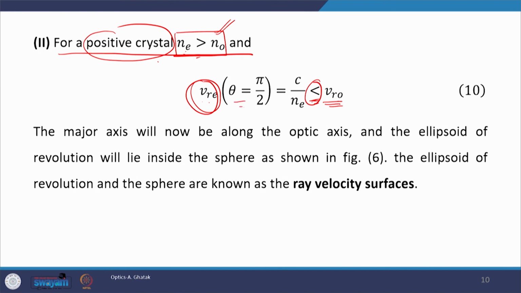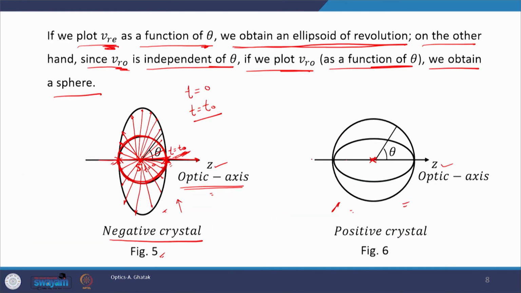And since in this case the extraordinary ray is travelling slower, the ellipsoid of revolution made by the extraordinary ray would be smaller than the sphere made by the ordinary ray. Therefore, the major axis will now be along the optic axis. Why? Which is clear: along the optic axis, the two velocities must be the same. In other directions, since the velocities are theta dependent, in particular at 90 degrees, the velocity of the O ray is larger as compared to the E ray. Therefore, the sphere would now be outside of the ellipsoid of revolution, and the ellipsoid of revolution would be oriented in such a way that its major axis would be along the optic axis. And therefore, in the positive crystal, the situation is depicted by figure 6.